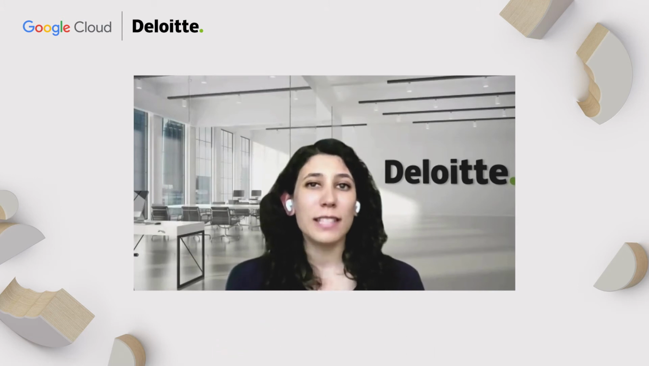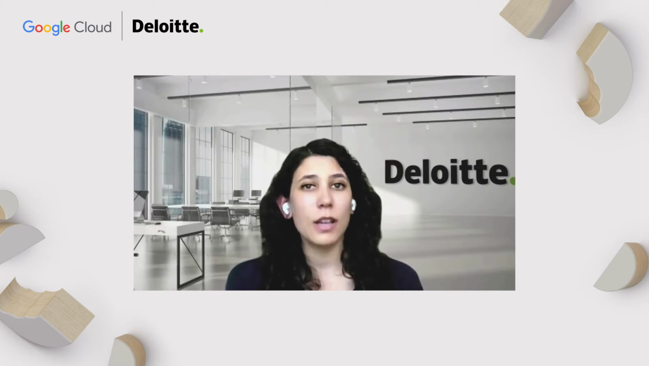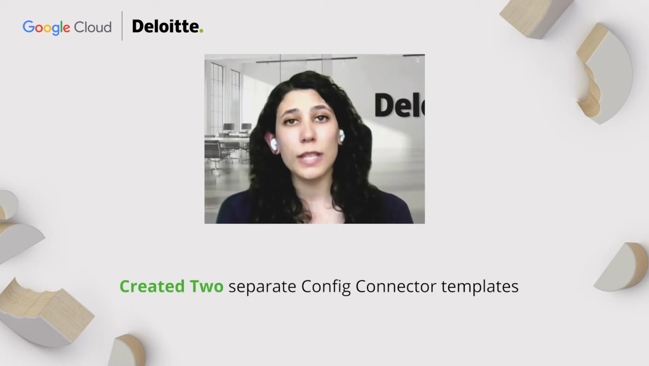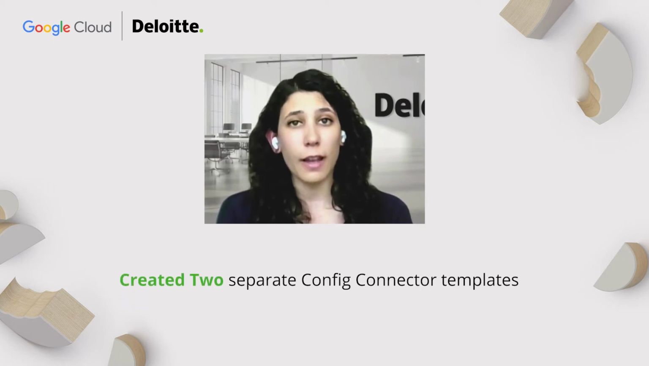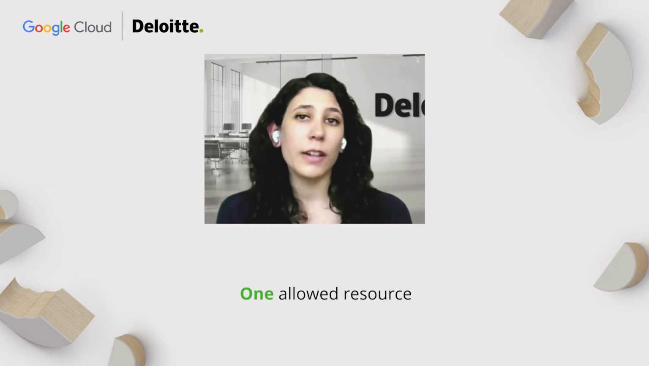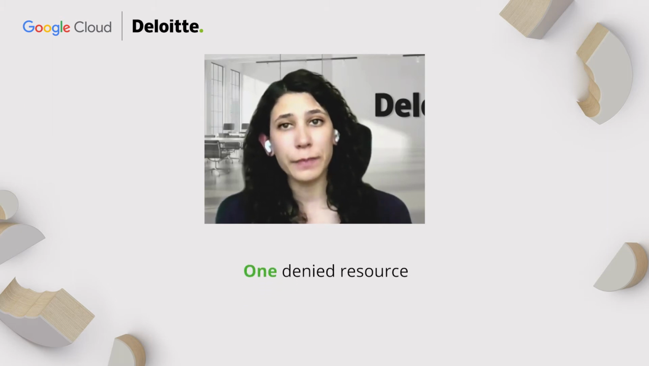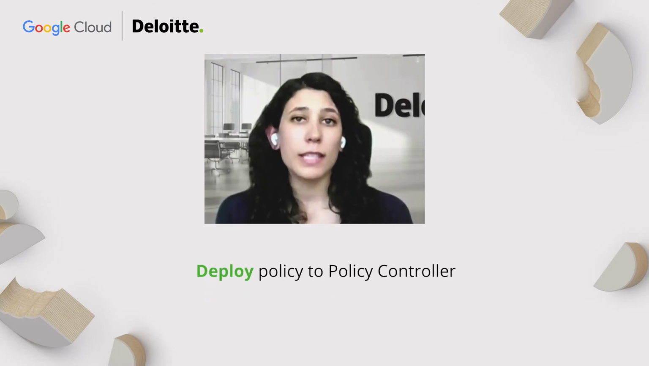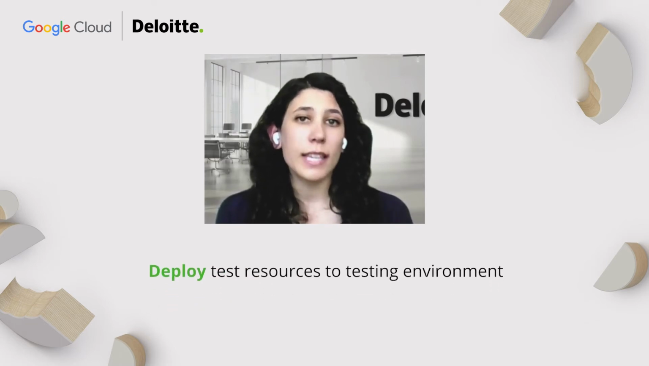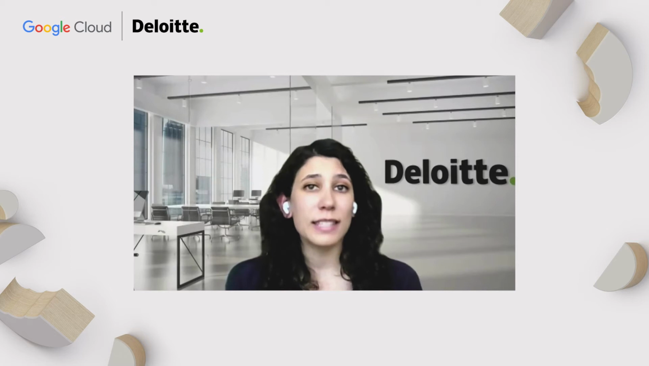Once we decided on the policy language, we created these policies using Gatekeeper constraints and templates. To test these policies, we created two separate config connector deployment files per policy. One creating a resource that should be allowed, and the other creating a resource that should be denied. We deployed the policy to policy controller, attempted to deploy the test resources to the testing environment, and compared the results with our predicted outcomes. After we confirmed the policies were working as expected, we were then ready to deploy the policies for that service.